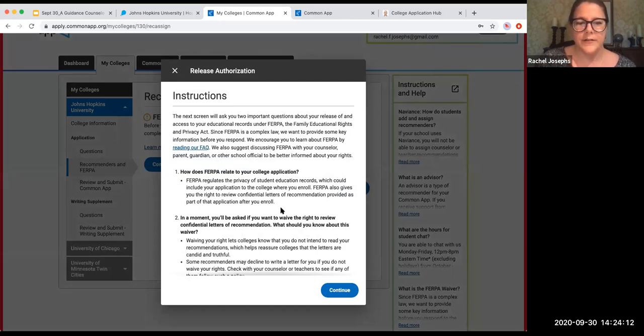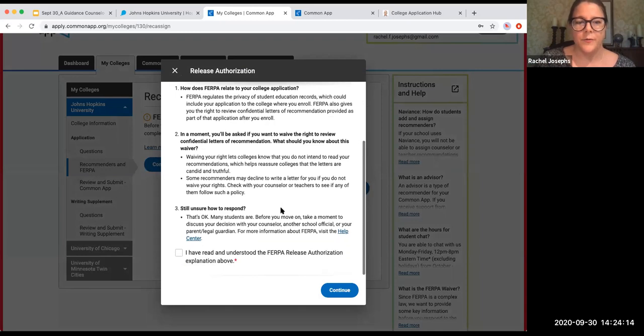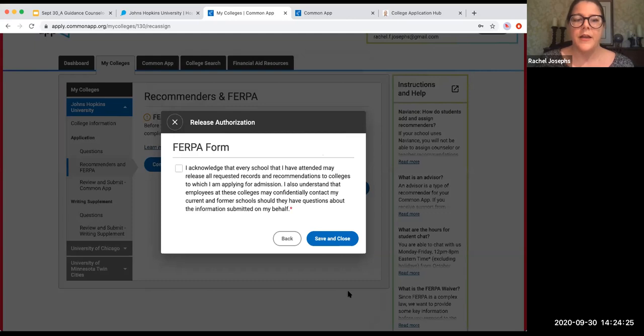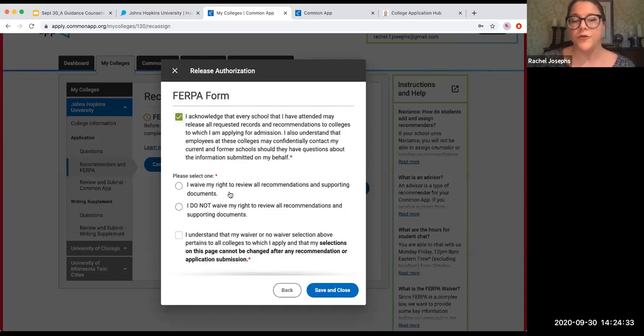So it will tell you about this that I'm just saying, and the student would say, okay, I have read and understood the FERPA release authorization. What does that mean? They're going to press continue. This first step is giving permission for your counselor to release records on their behalf, so the transcript and other letters. And then here is where it's going to ask them to waive or not waive the right to review the recommendations and supporting documents.